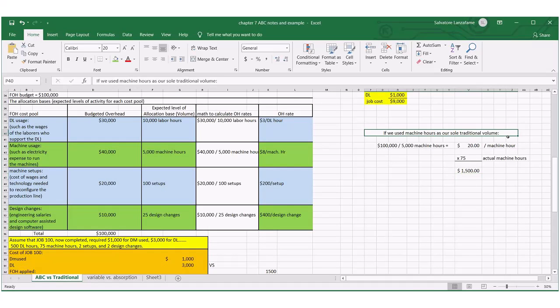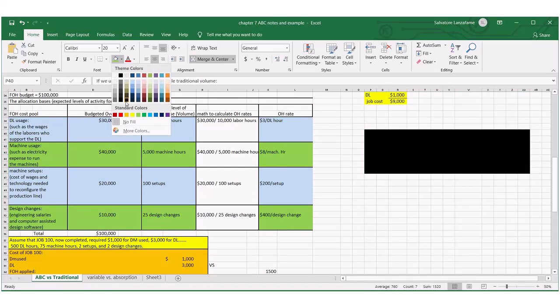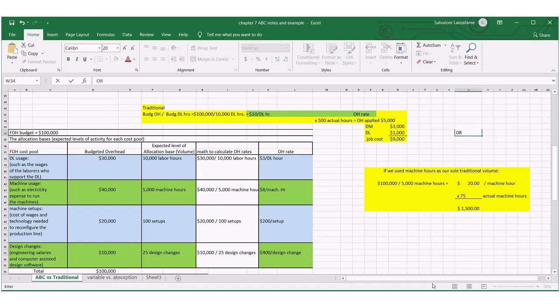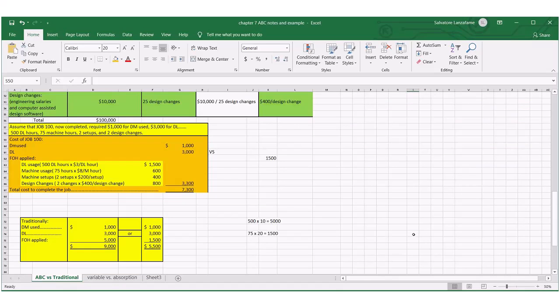So let's put this in a yellow box as well. So if we were doing this like last unit, you know, hey, what if we use direct labor hours? We came up with 5,000 as the overhead. This time we come up with 1,500 as the overhead. Okay. So if we had 1,500 in there, 1,000 plus 3,000, plus 1,500, cost of the job is 5,500.